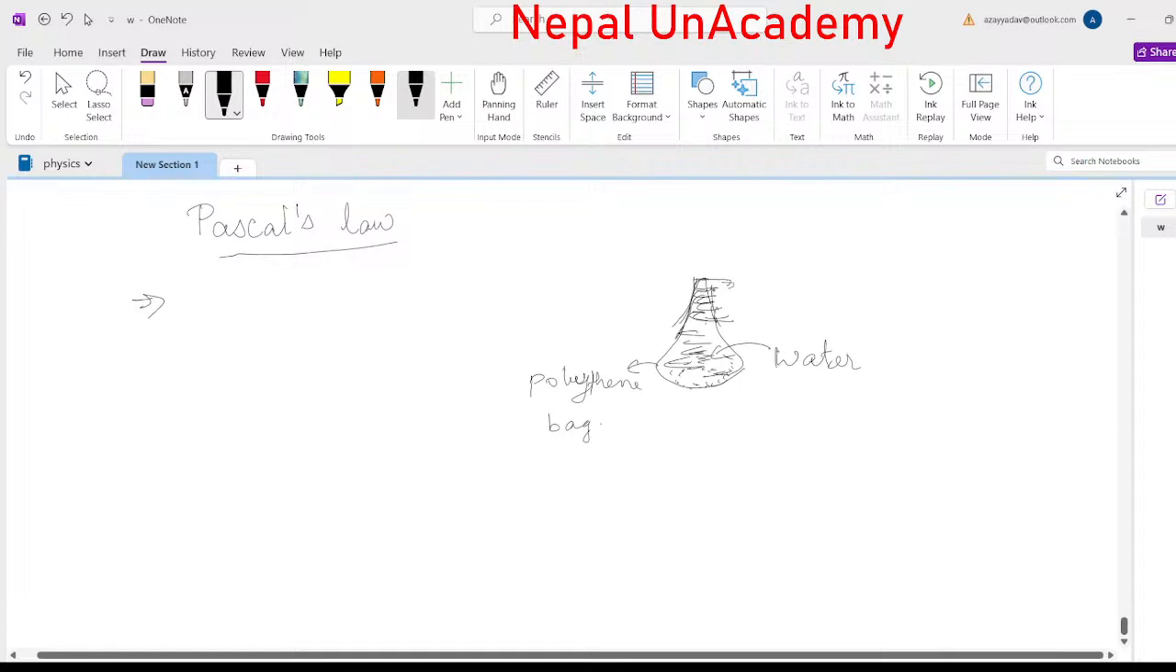Okay, this is fist, don't go on my drawing guys. So this is fist. So we will squeeze this polythene bag, and it is asking whether the water comes out from all holes uniformly.